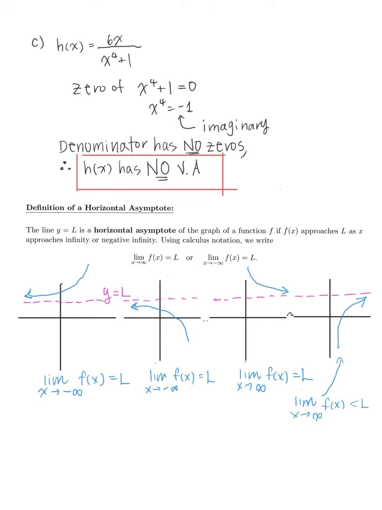Therefore, the definition does make sense because it says the line y equals L is a horizontal asymptote if f of x approaches L as x approaches infinity or negative infinity. Isn't that what we just talked about? They're all x going to either negative infinity or positive infinity. And what is our answer? All the values are L.